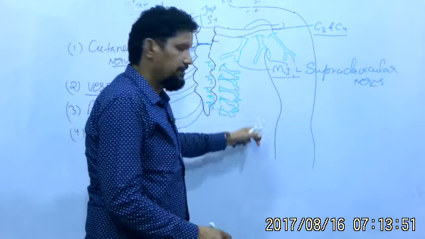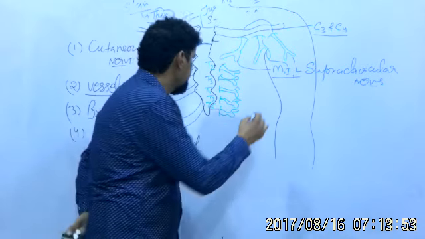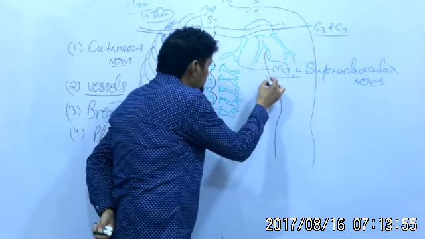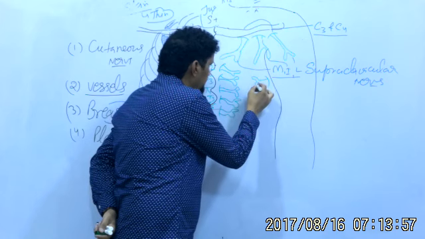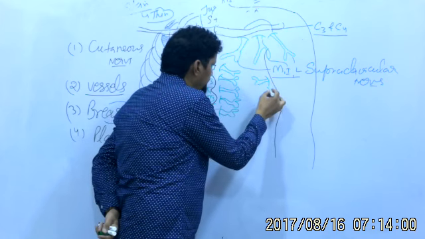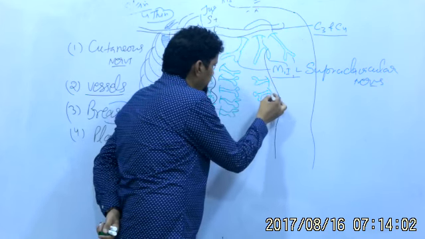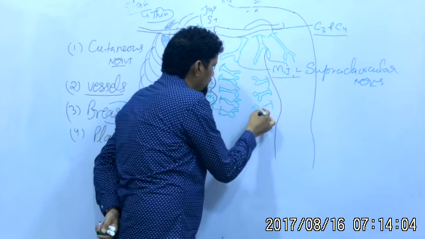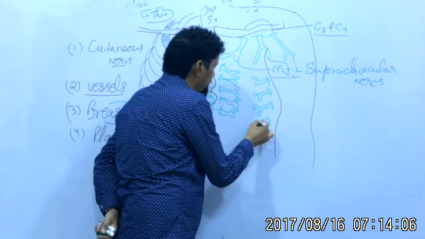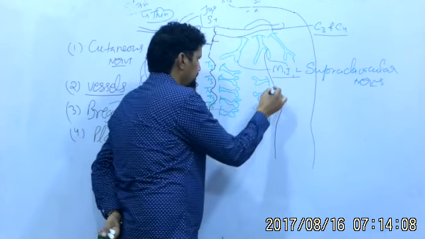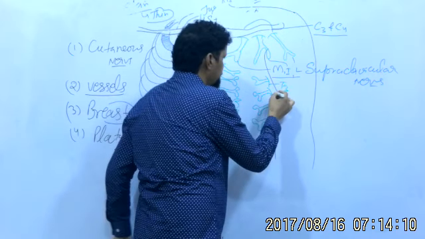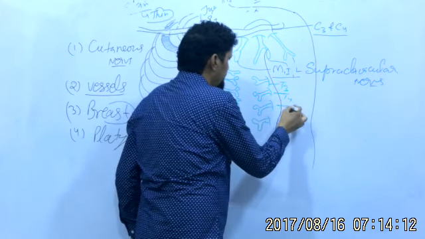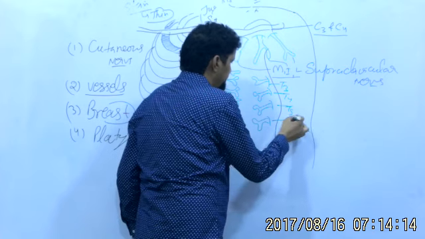This part is innervated by T3, T4, T5 and T6.